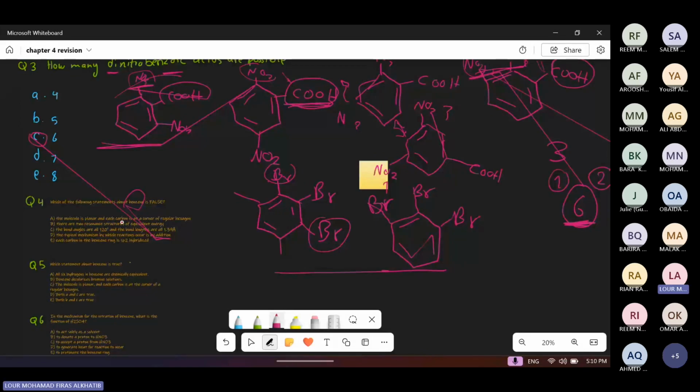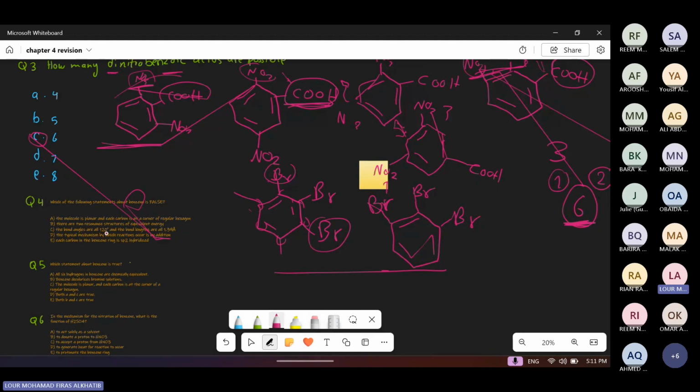Okay, the molecule is planar. We know that benzene, of course, is planar, and each carbon is at a corner of a regular hexagon. This is for sure something that we know, right? There are two resonance structures of equivalent energy, and this is one of the most important things when we're talking about benzene. All the carbons are equivalent, and we have resonance going all around at all times. We have two structures of equivalent energy.